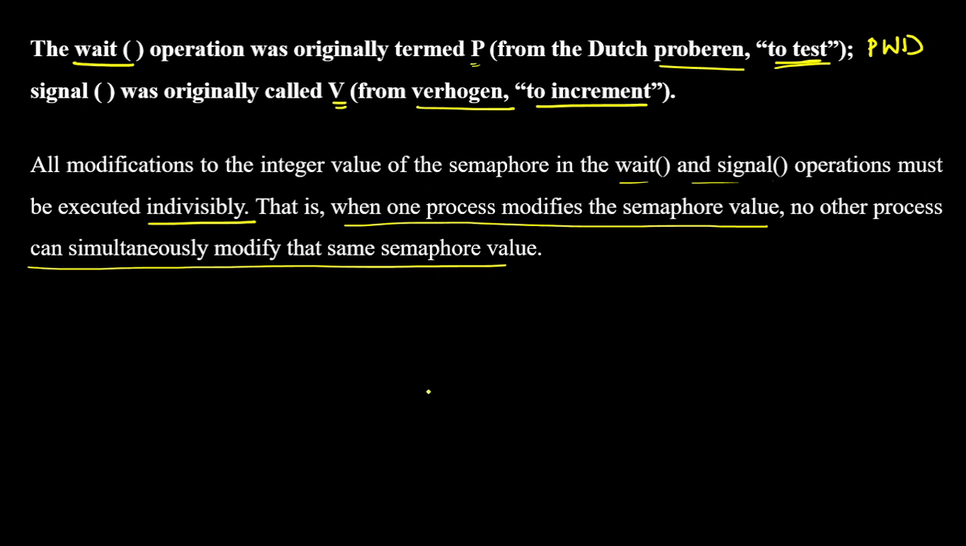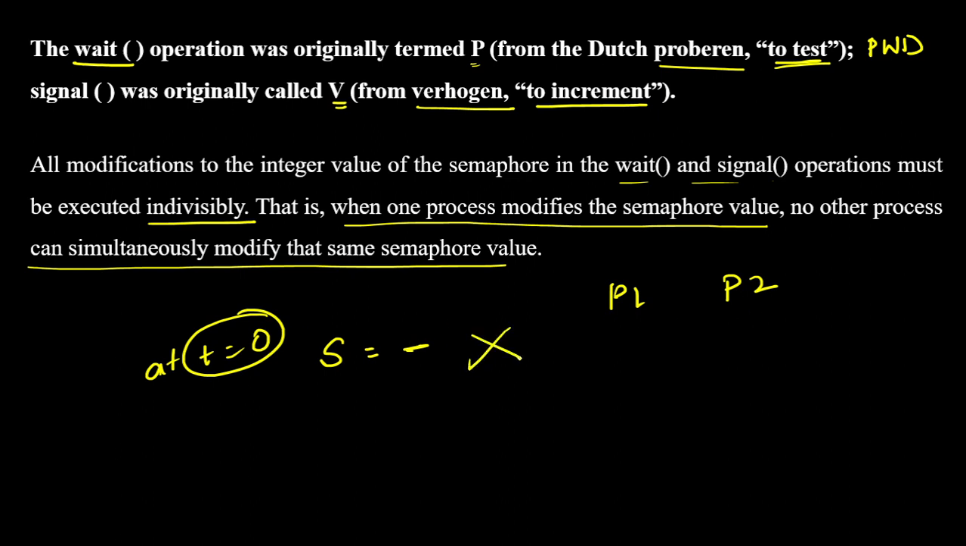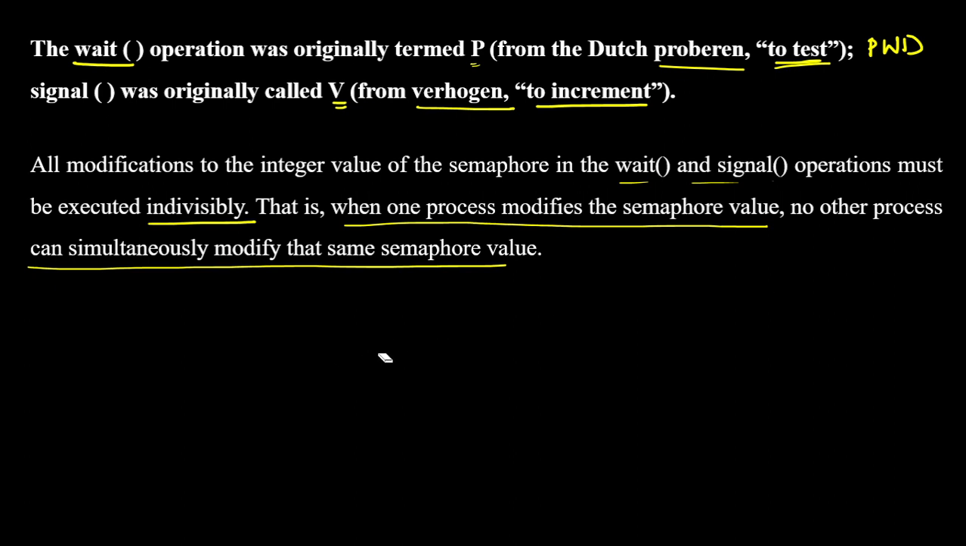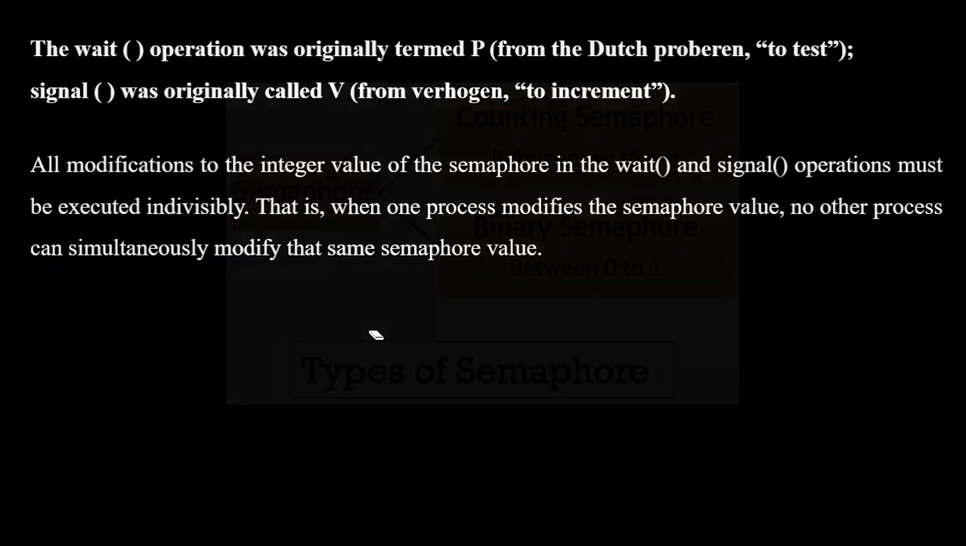मतलब if I am saying that this is my semaphore S and there are processes P1 and P2, so at time t equal to 0, if P1 is decreasing the value of semaphore, then at the same time P2 should not update the value of semaphore. Okay, so what they're saying, when one process modifies the semaphore value, no other process should be allowed to modify the same semaphore value at that same time.